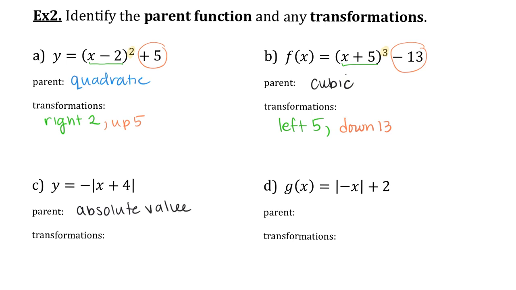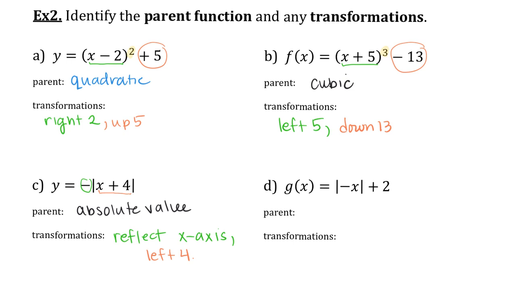Okay, now what do I see first? I see a negative sign, and we're going to do the reflections first. So reflect. Since it's in front, it's going to reflect over the x-axis. Okay, but what else happens? Inside the bars are kind of like parentheses. It says x plus 4. Is that left or right? Left 4.